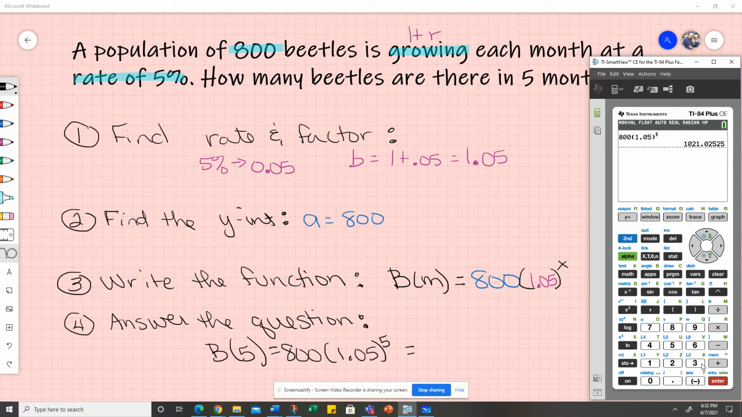Now, we kind of have to use some common sense here. We cannot have part of a beetle. Even those of us that don't like bugs, when we're talking about a population of beetles growing, we can't talk about having part of a beetle. So we're going to round this to the nearest whole number, which is going to be 1021.